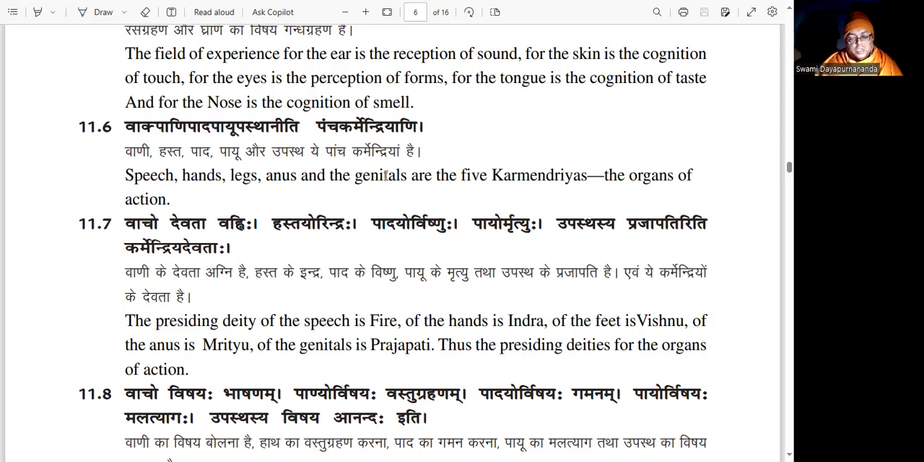So this way it is said that the Devata of the hand is Indra, and for each organ, there is a guiding principle, that light is there. But it is our own power whether we use that instrument in good light or in bad light. This is the important thing.